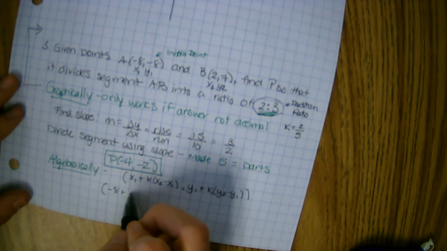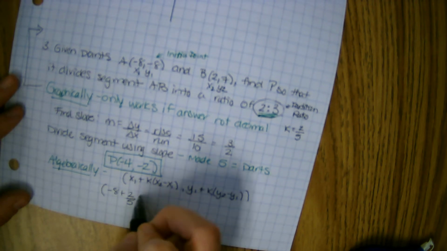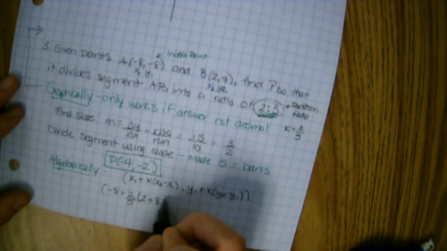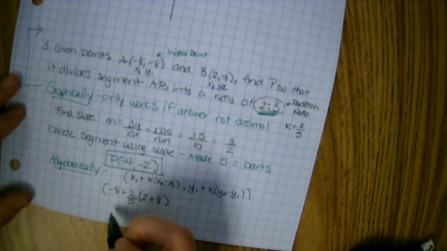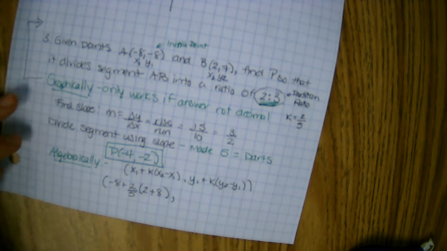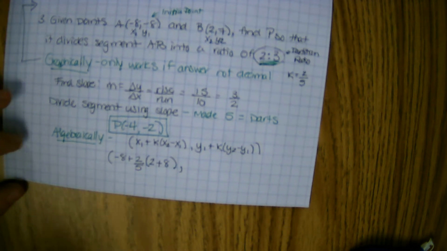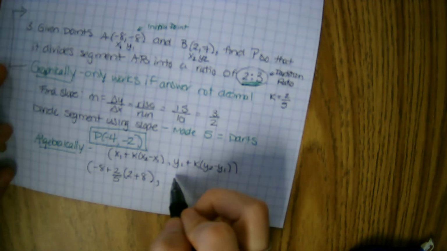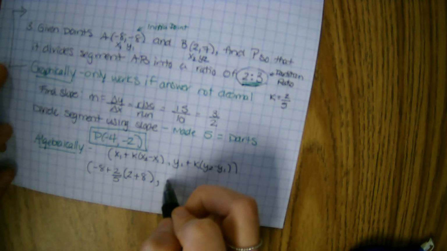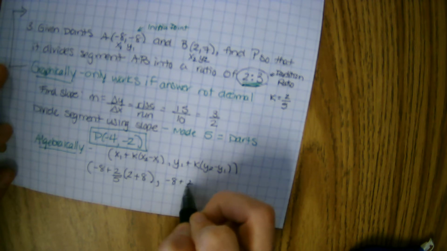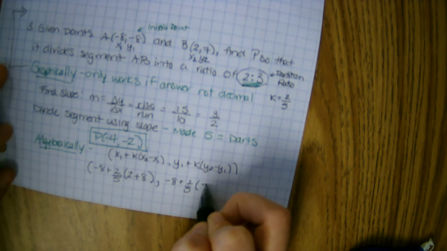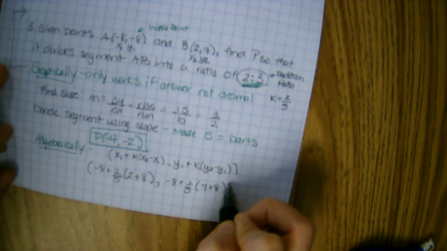So now I have -8 plus 2/5 times x sub 2, which is 2, minus -8 here. And comma, now I want you to pause the video and do the y coordinate. All right, so you should have had your y sub 1, which is -8, plus 2/5, y sub 2 is 7, plus 8.